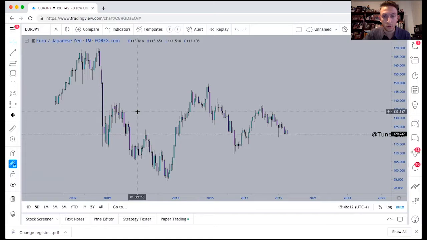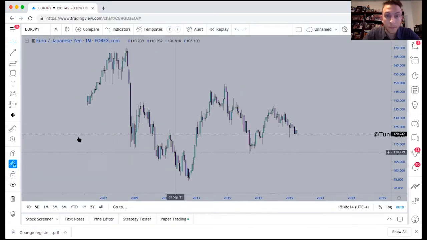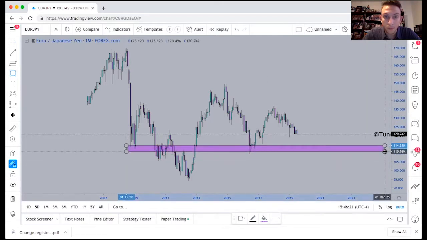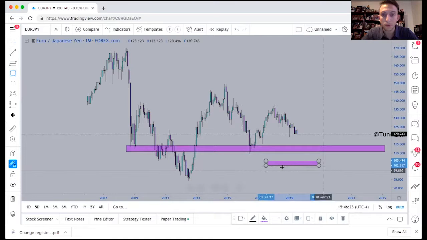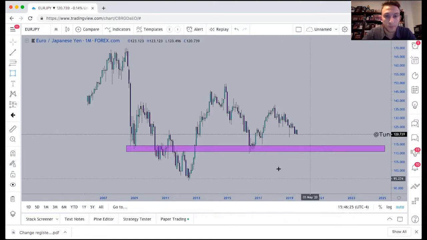Monthly time frame on Euro JPY, very interesting pair. All right, I'm going to tell you, I was looking at this morning, and I'm really looking forward to the trade setup on this pair. All right, here's my monthly zone that I'm focused on.